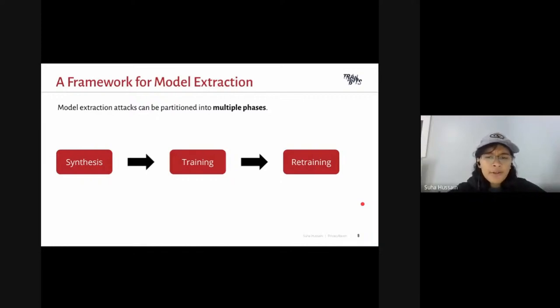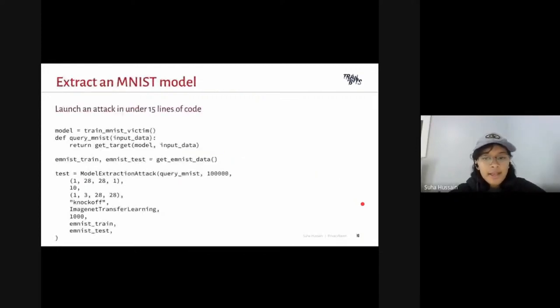For example, a user can easily combine a synthesizer found in one paper on extraction attacks with a subset sampling strategy found in yet another. Here is how you would launch a model extraction attack in Privacy Raven in less than 15 lines of code.